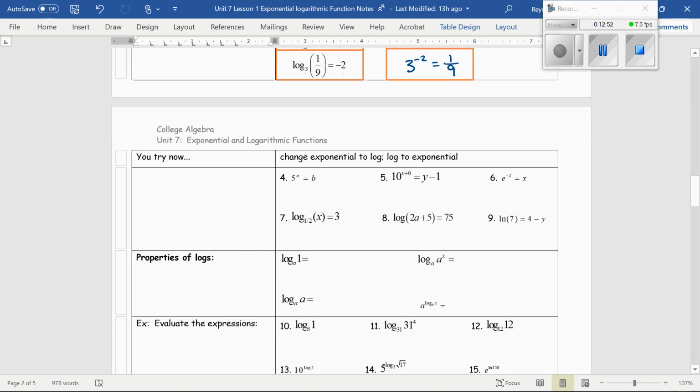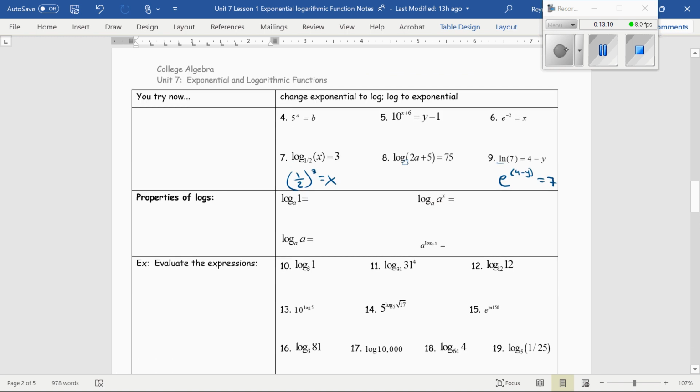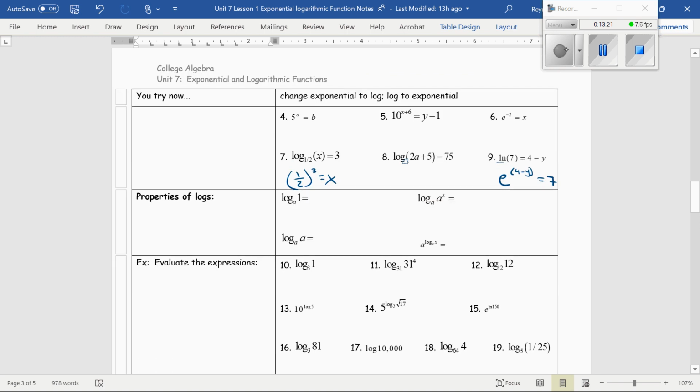Same thing here. Go ahead and try moving these. It doesn't matter if you have something like 1/2 to the third power equals x. Whatever is in that base goes to the base of your exponent. Remember, if there is no base showing, that's a 10. If it's a natural log, then it's an e. So this would be e to the 4 minus y equals 7. Try those other ones on your own and we'll fill in the rest in class.